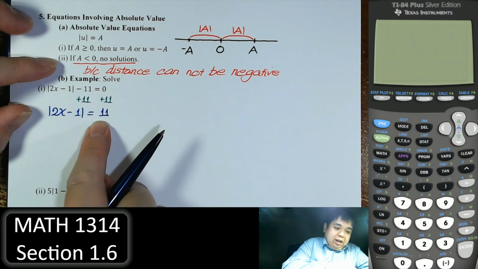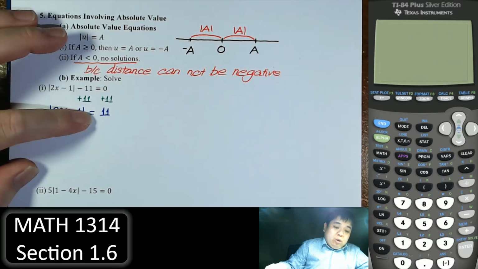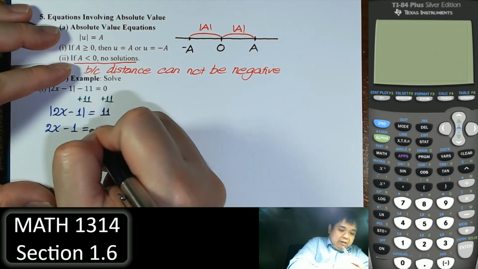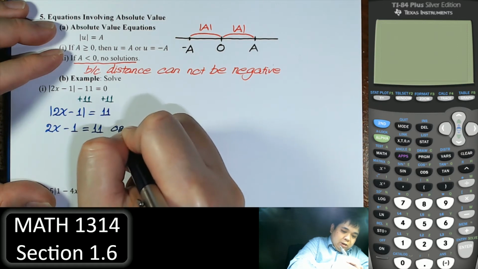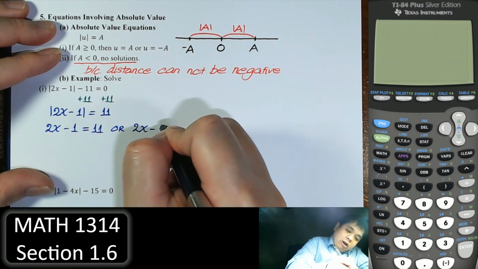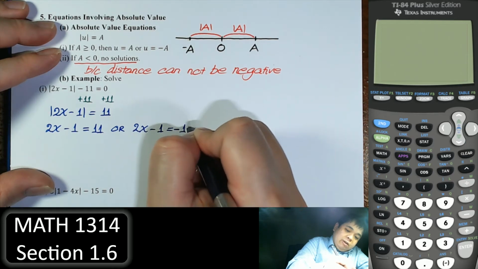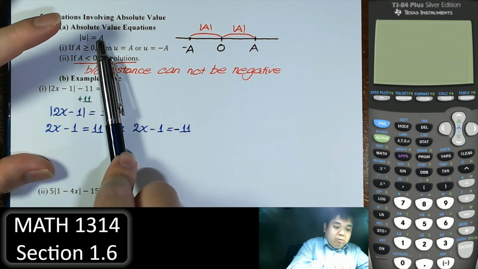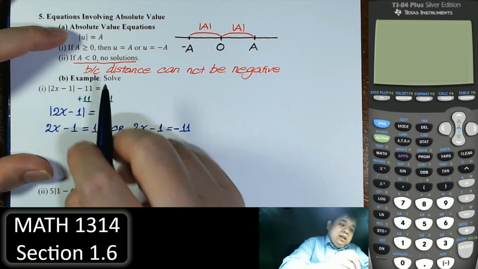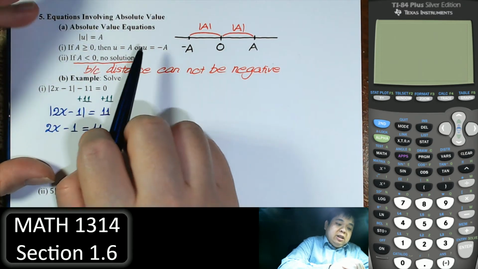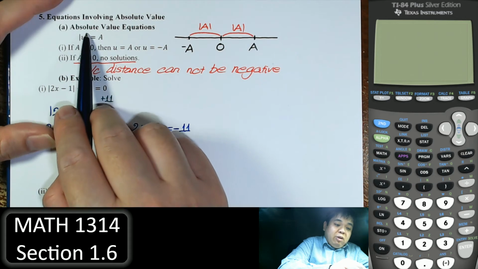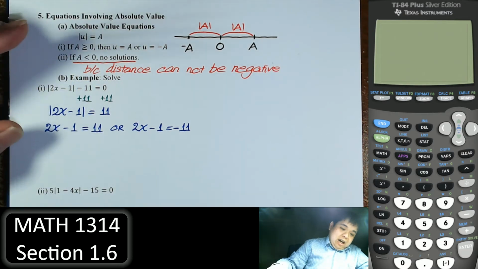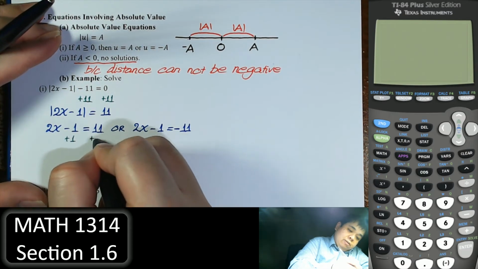Now 11 is greater than or equal to 0, and the absolute value is equal to that, meaning we have 2x minus 1 equal to 11, or 2x minus 1 equal to negative 11. So the rule is that if the absolute value is equal to a non-negative number, then without the absolute value it can be equal to that number or the opposite of that number. So that's what we have here. The rest is simple. Just solve for x.